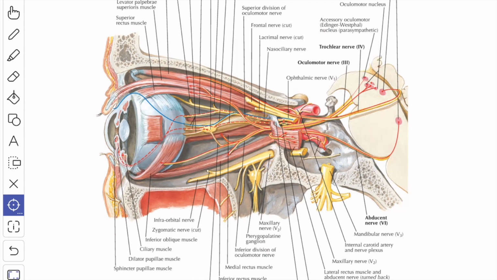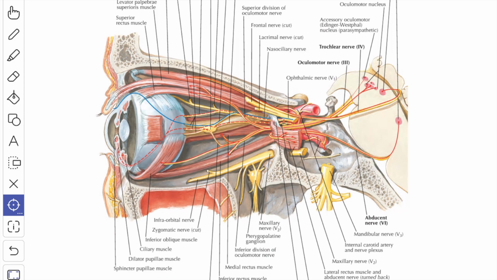Next, we'll see the functional components of the oculomotor nerve. The first functional component is the somatomotor, which conveys somatomotor fibers to the extraocular muscles. The next functional component is the proprioceptive afferent. The proprioceptive afferent fibers, which arise from most of the extraocular muscles, are carried by the oculomotor nerve, and the cell bodies of these neurons are located in the mesencephalic nucleus of the trigeminal nerve.